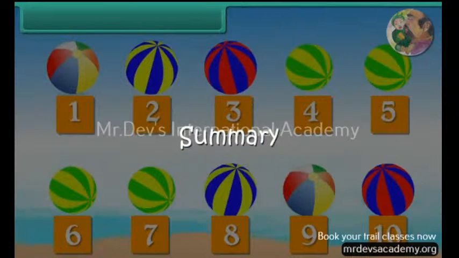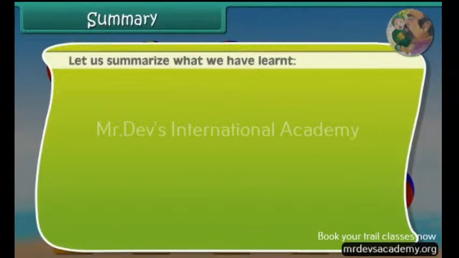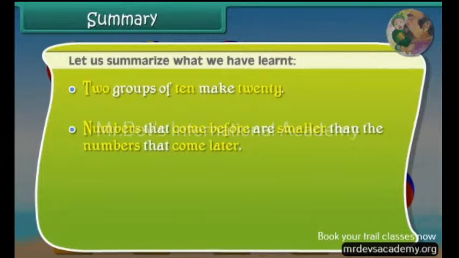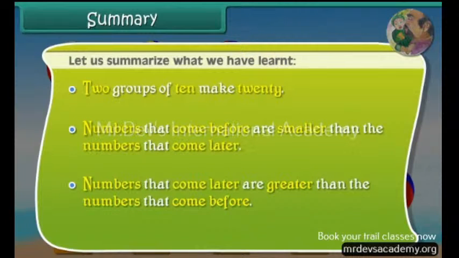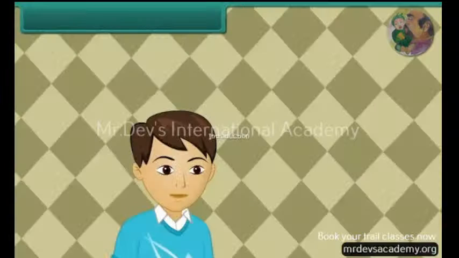Summary. Let us summarize what we have learnt. Two groups of 10 make 20. Numbers that come before are smaller than the numbers that come later. Numbers that come later are greater than the numbers that come before.